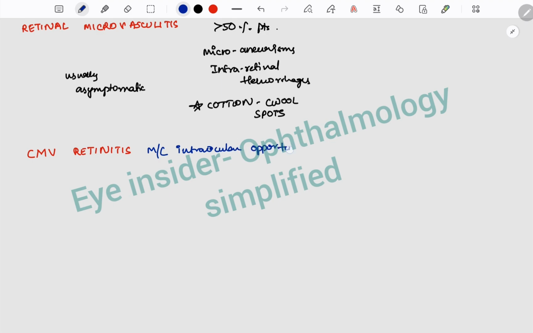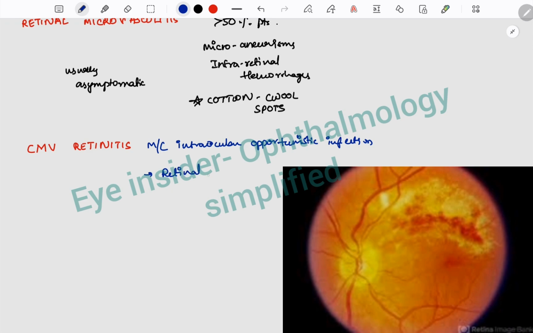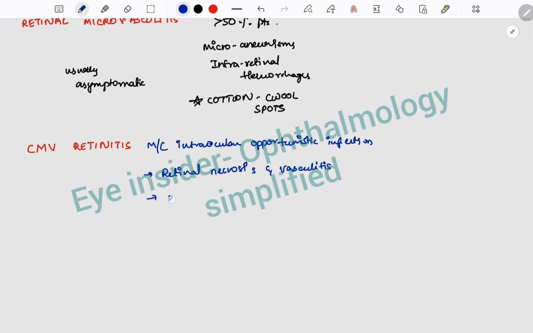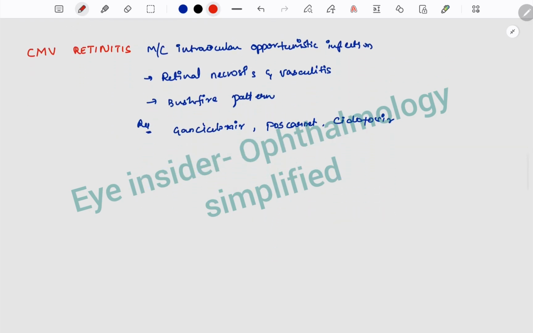We have cytomegalovirus retinitis. The other posterior segment manifestations are due to co-occurring infections with various viruses. CMV retinitis is the most common intraocular opportunistic infection. We can see retinal necrosis, vasculitis, and there can also be a bushfire pattern. The treatment is with ganciclovir, foscarnet, cidofovir, and so on.